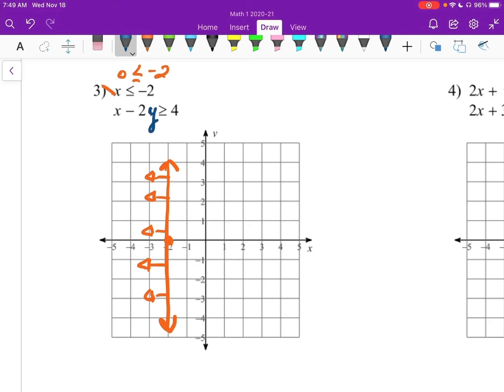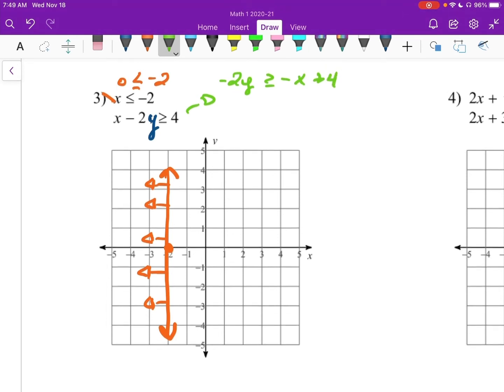For the second one, I'm going to solve for y. So let me pull this up here. Ooh, I'm going to want to use this in green. I'll subtract my x to the other side. So I'm going to say, well, negative 2y is greater than or equal to negative x plus 4. Now here's going to be a tricky piece of this. And I know we've done this in the last unit, but it might be easy to forget. We're going to divide here by negative 2. Whenever you divide by a negative number, you have to switch the inequality.